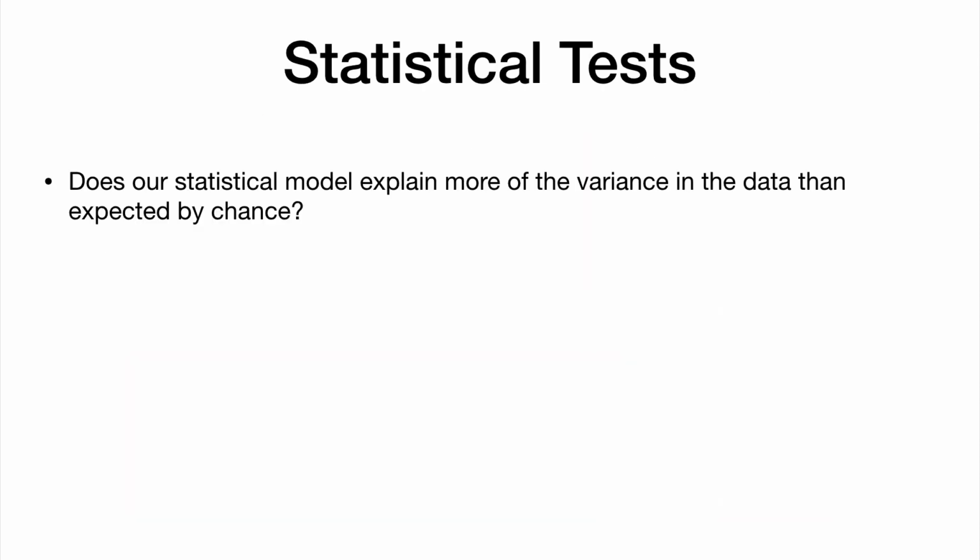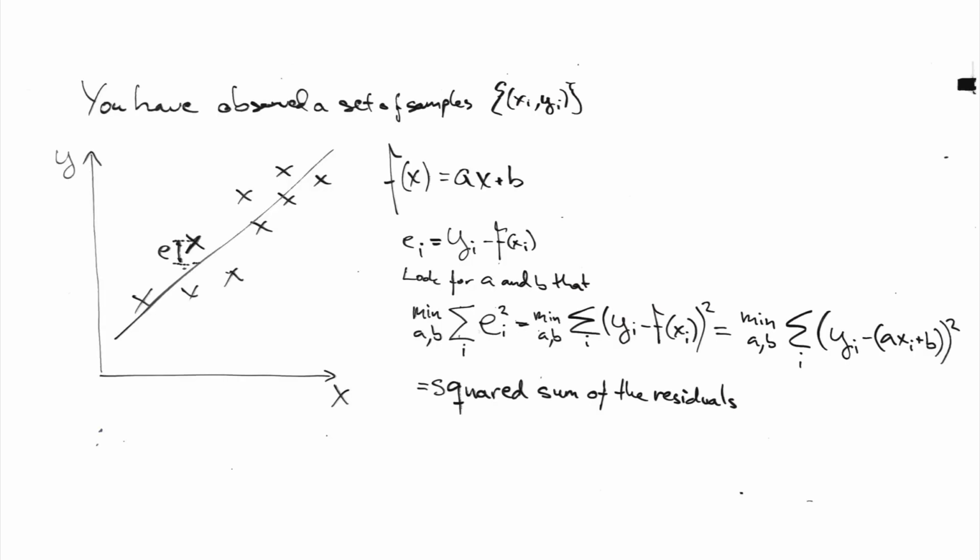So we build up a statistical model and we look at whether this model explains more of the variance in the data than you would just expect by chance. So typically we build up a null model where we say that they do not explain more than what you would expect by chance, and then we try to refute that.